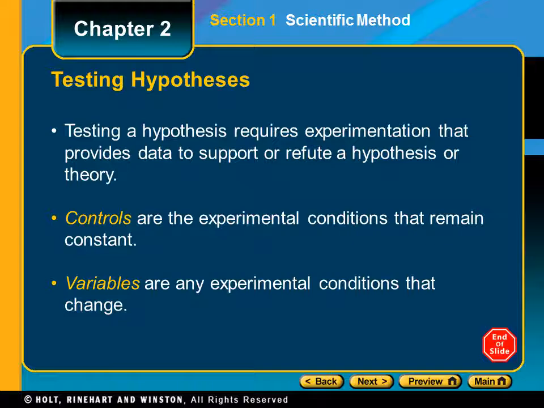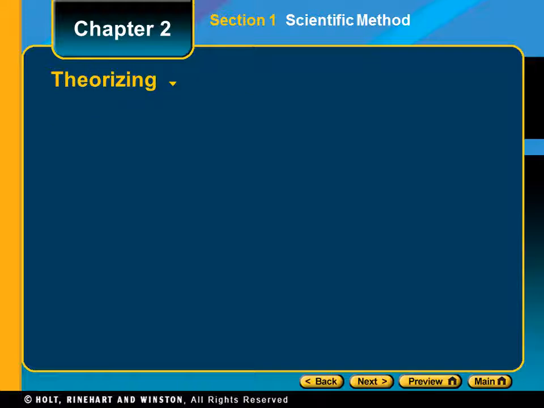And the controls are conditions in the experiment that always remain the same, always remain constant, whereas the variables are experimental conditions that change. And in fact, the variables should be the specific things that you're testing in terms of your prediction and your hypothesis. And in fact, you should try to design an experiment such that you have it limited so that you're only testing one variable at a time, so that you can actually look for and identify cause and effect relationships.